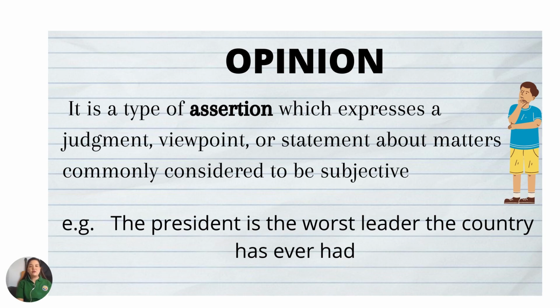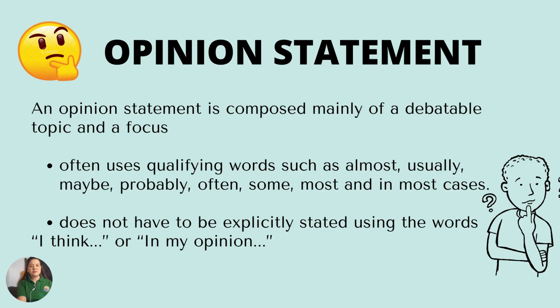Okay, so now let's start with opinion again. So opinion, it is a type of assertion which expresses a judgment, viewpoint, or statement about matters commonly considered to be subjective. For example, the president is the worst leader the country has ever had. Opinion statement. So let's find out.